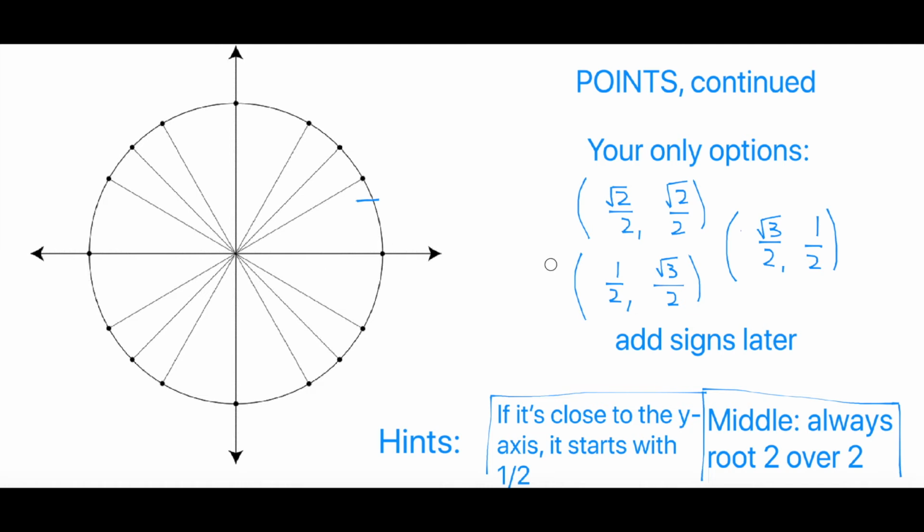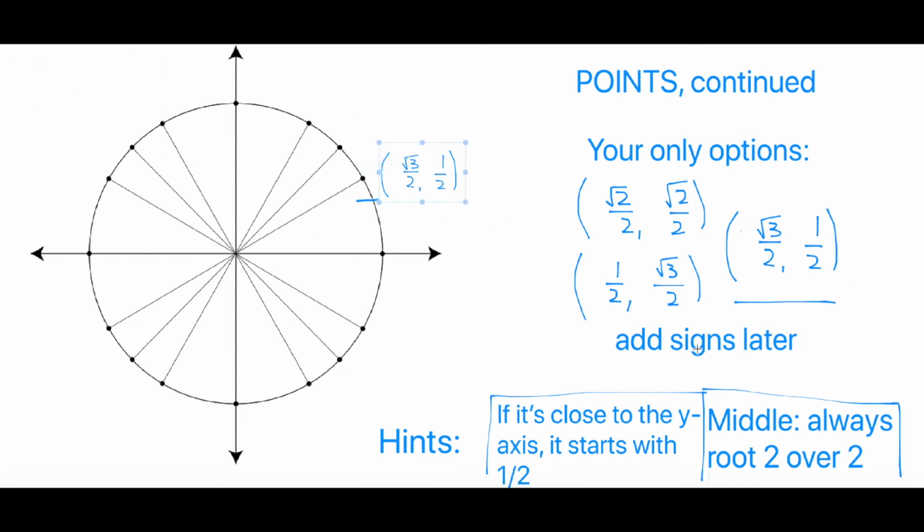They can either be one of these, and we're going to add the signs later. And I've got a few hints that I use all the time. Like in my head, I'll say these to help me remember what goes where. So it's starting with this point right here. Let's look at this hint. If it's close to the y-axis, it starts as the 1/2. Okay, so that's not close to the y-axis, and it's not the middle, so it's not going to be root 2 over 2. So it must be this one.